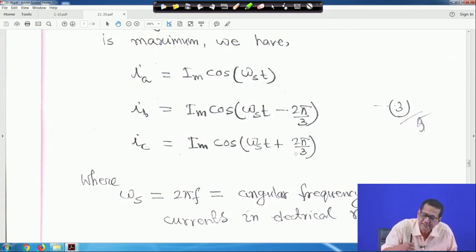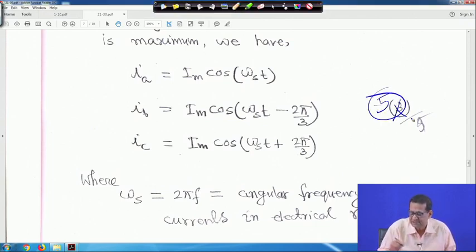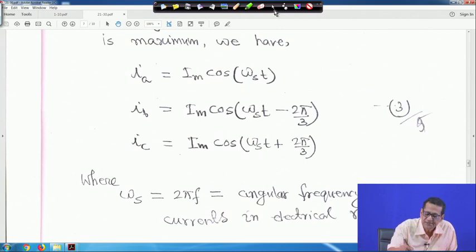The only thing is that this equation number will be equation 5, not 3, right? It will be equation 5. So let me clear it.